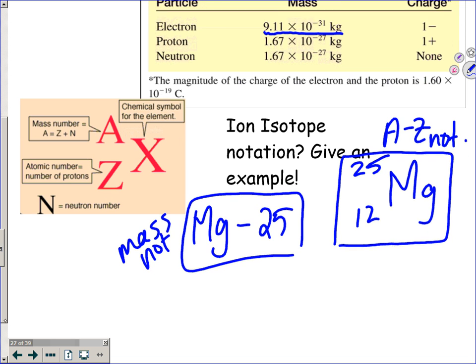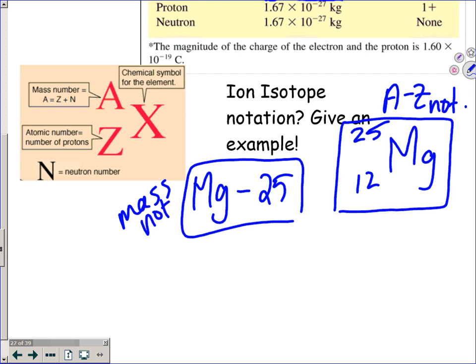But the mass will change because different isotopes of that individual atom can exist. So I have to tell you the mass if I'm trying to get you some specific information, because what does it say on the periodic table for magnesium? 24.30. Is there an atom of magnesium that weighs that? No, there's literally not a single atom that weighs 24.30, because that's the average of all the isotopes of magnesium in the world.